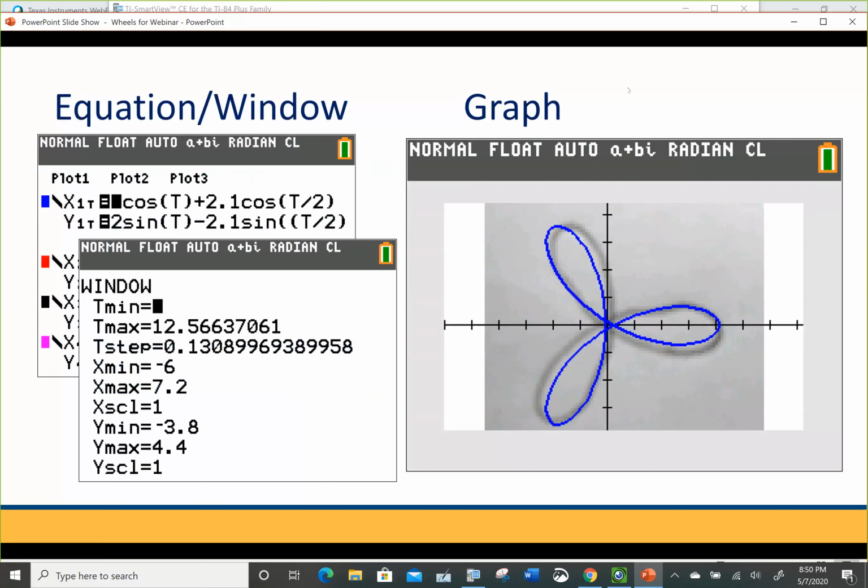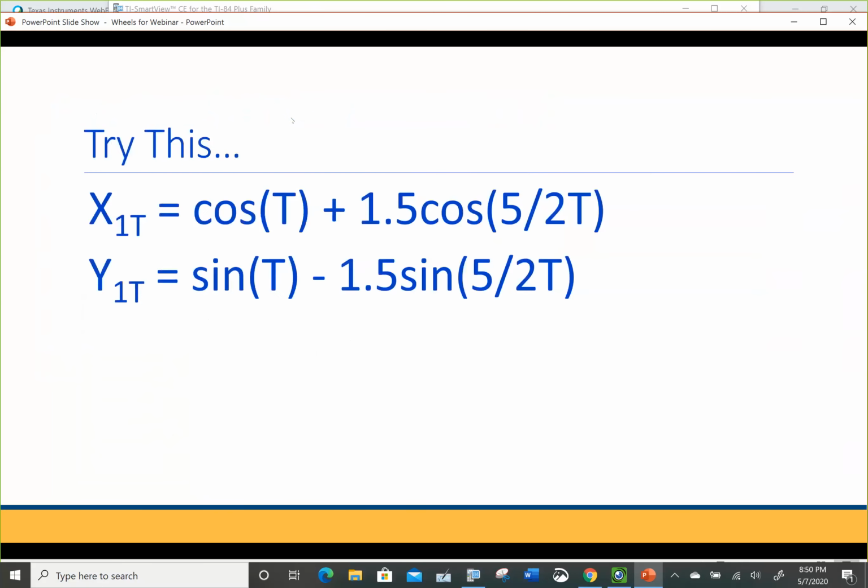Are there any questions? Debbie, Karen was asking why we weren't using 3T/2 or 3T. Great question. Okay, let me back up, okay?